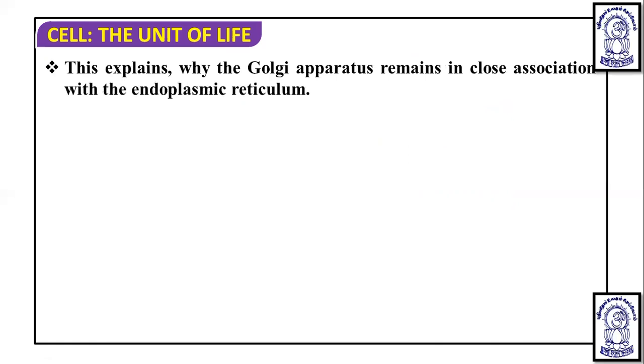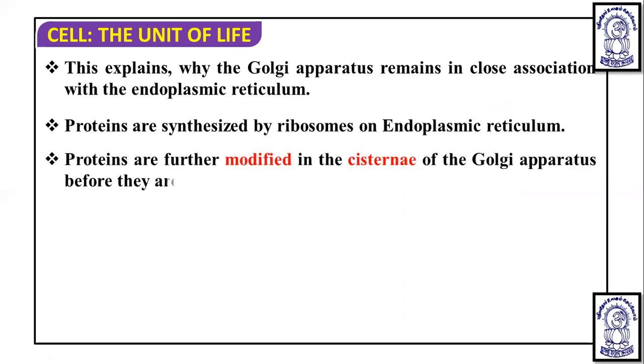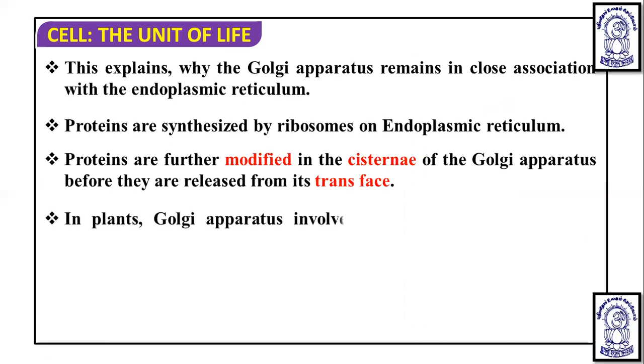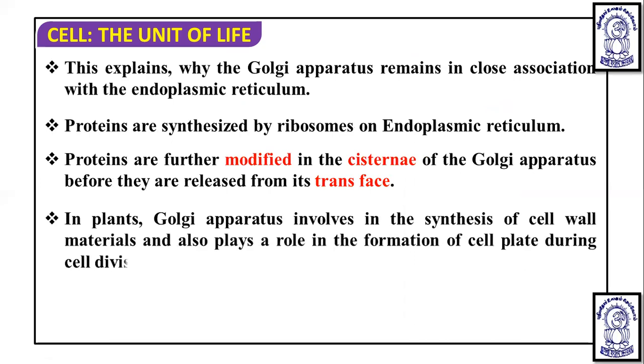This explains why the Golgi apparatus remains in close association with the endoplasmic reticulum. Why? Because whatever protein is made by the endoplasmic reticulum is processed, packaged, and modified in the Golgi complex. So proteins are synthesized by the ribosome in the endoplasmic reticulum and further modified in the cisternae of Golgi apparatus before they are secreted from the trans face. In plants, Golgi apparatus involves the synthesis of cell wall material and also plays a role in formation of cell plate during the cell division.